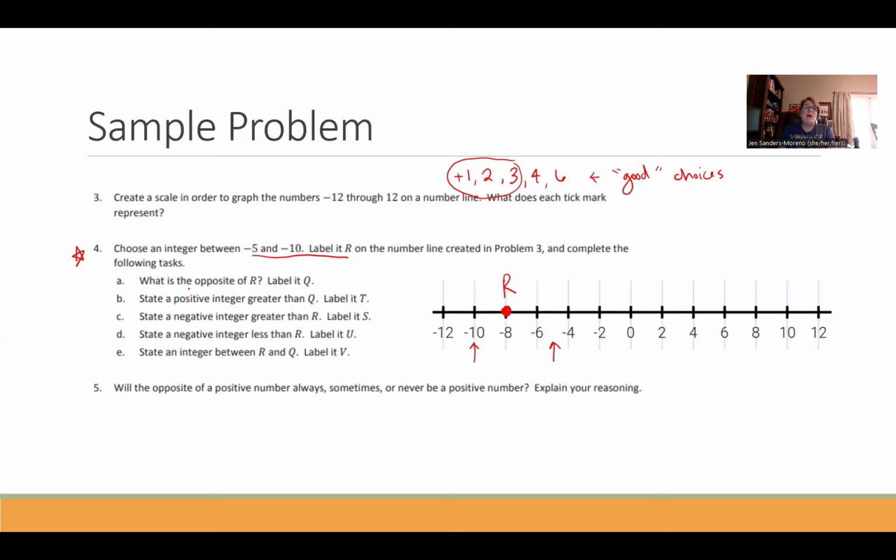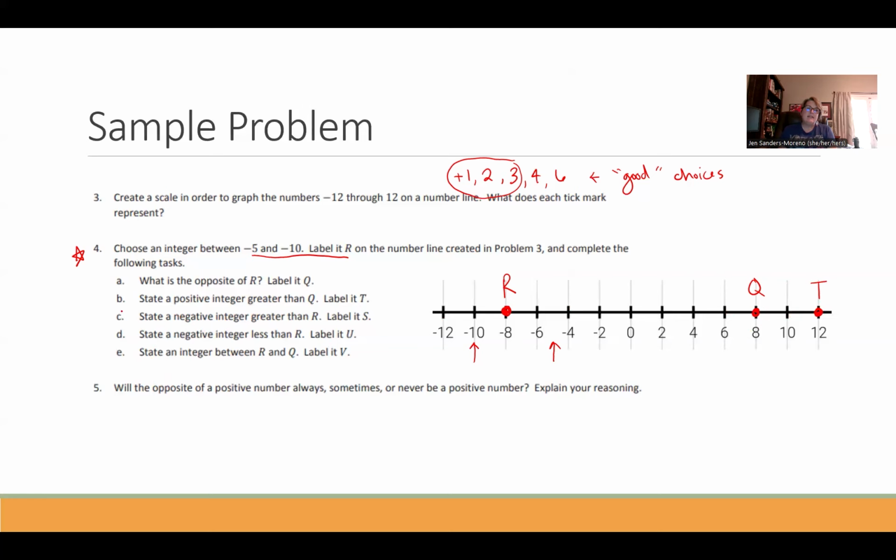Then it says, what is the opposite of R? So again, discussing opposites. So they've already practiced that. We're going to do it again. So here the opposite of R is 8. And here I'm going to call it Q. State a positive integer greater than Q. Okay, so choose anything greater than Q, label it T. So here maybe I choose the number 12 to name it T.